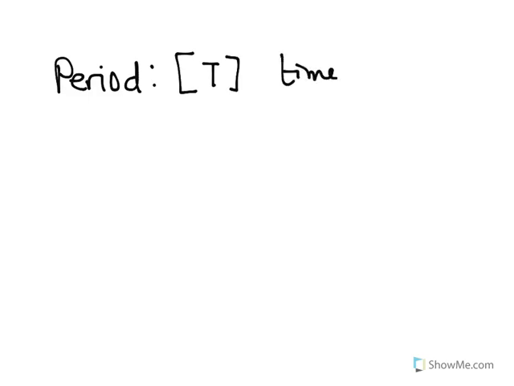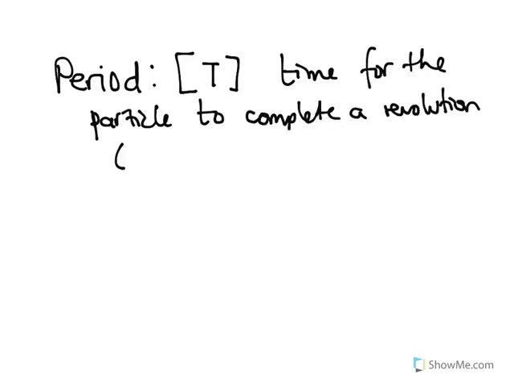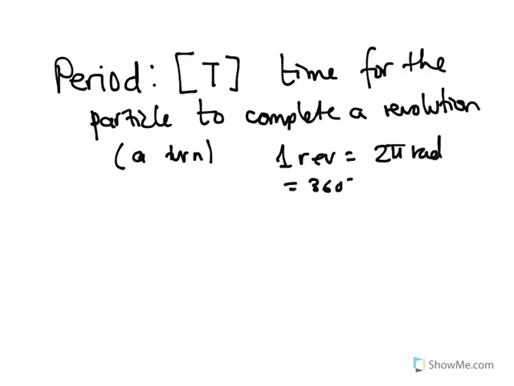And when working with these kinds of situations, we can state that there are two important terms. The first one is called the period. It is denoted by the letter T, and this is a time, for instance, and it's the time for the particle to complete a revolution, or for instance a turn. And of course, one revolution is given by 2π radians, which is, for instance, 360 degrees. So it's a complete turn. The period is the time for this particle to complete this revolution.